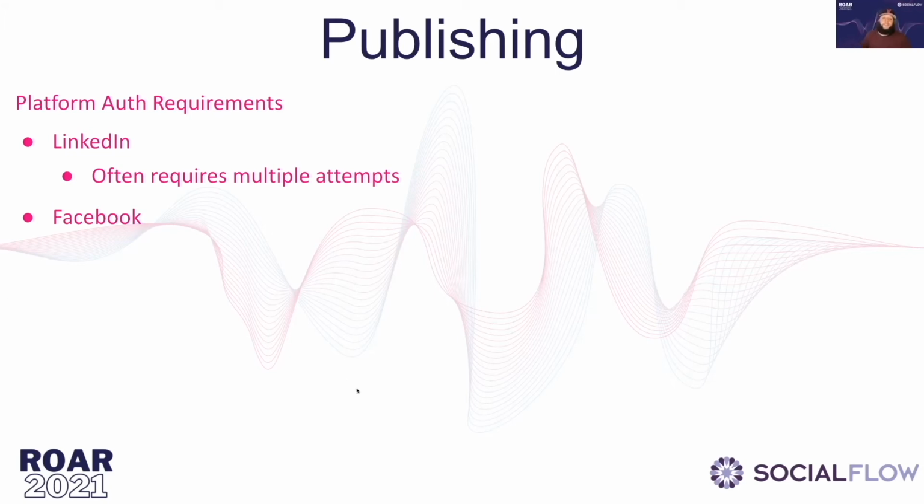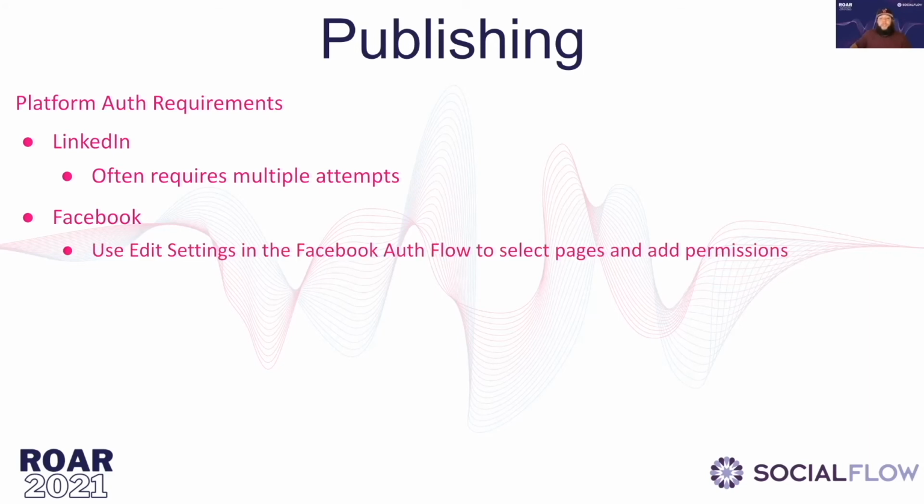Over the last few months, Facebook has made several different updates to their auth flow. Let's take a quick overview of the requirements most users miss when they attempt to auth in a Facebook account. The user completing the auth flow must have admin permissions to the account they are authorizing. When completing the auth flow, the user will need to use the Edit Settings button to select the pages they want to authorize and add the necessary permissions.